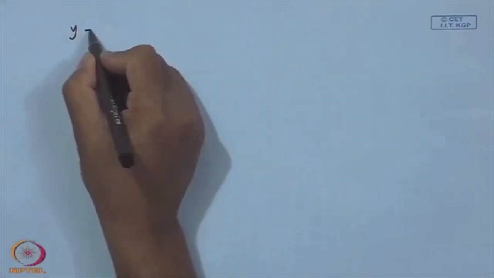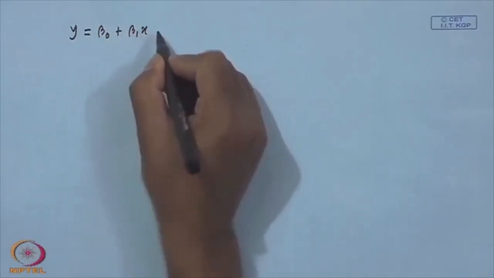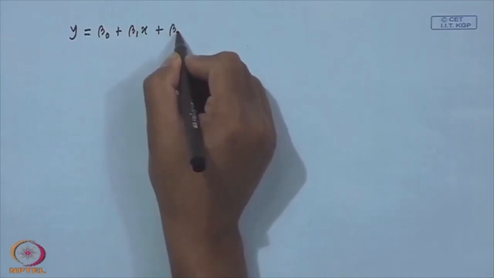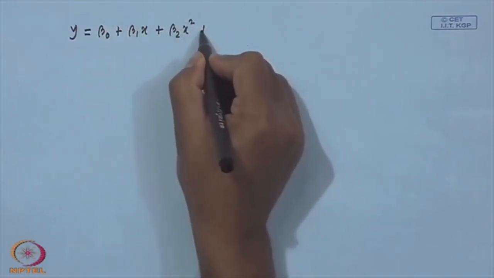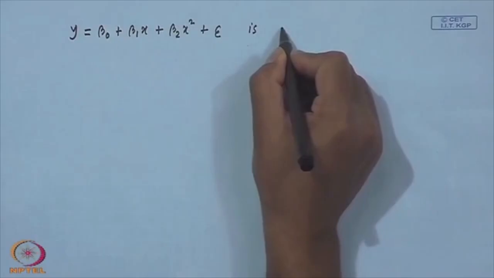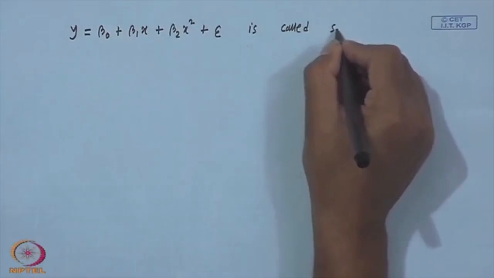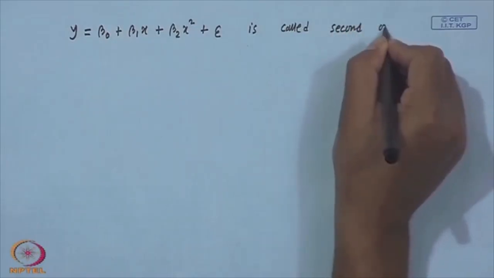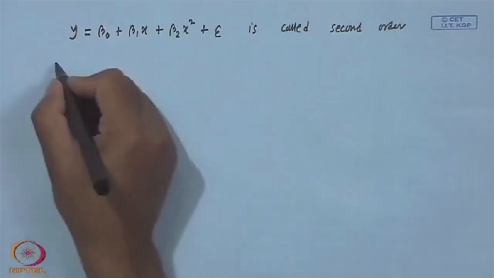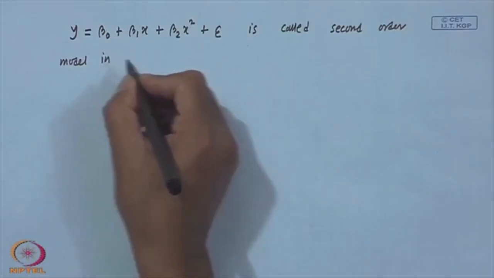Well, so here y equal to beta naught plus beta 1 x plus beta 2 x square plus epsilon is called second order model in one variable.